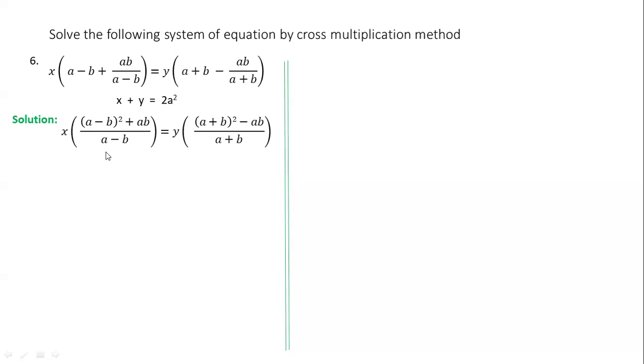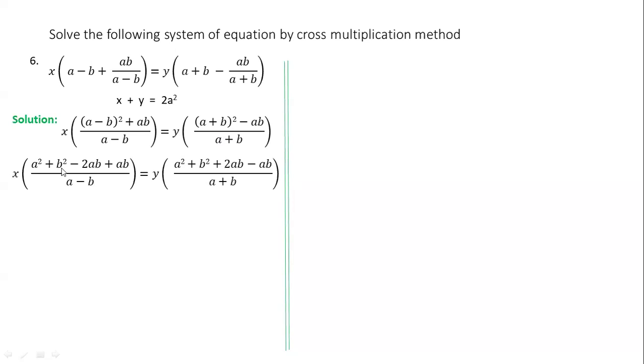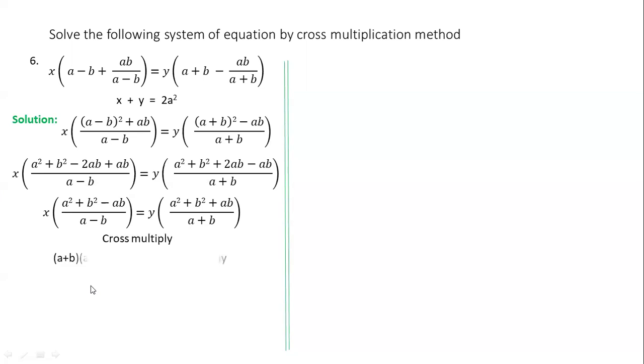Now use the A minus B whole square formula. A square plus B square minus 2AB plus AB upon A minus B is equal to Y upon this also, A square plus B square plus 2AB minus AB upon A plus B. Minus 2AB plus AB is minus AB. So it becomes A square plus B square minus AB upon A minus B. And this becomes A square plus B square plus 2AB minus AB is plus AB upon A plus B. Cross multiply it. Take this term this side and take A minus B this side. Cross multiply. A plus B, take it and multiply with the numerator. A plus B into A square plus B square minus AB into X plus A minus B into this A square plus B square plus AB into Y.